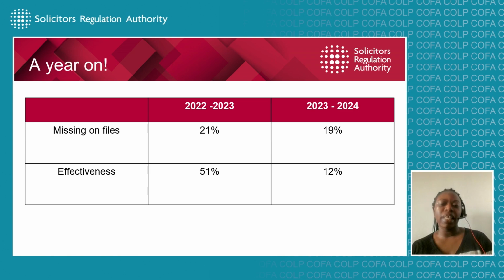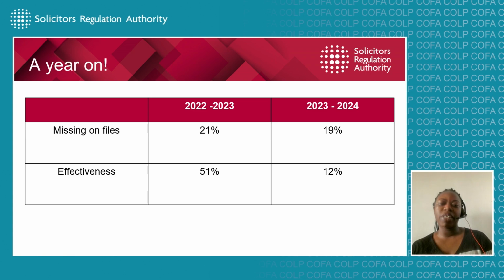So this means that 19% of the files reviewed between April 23 and 24 did not contain a client and matter risk assessment. And while this is not a big drop, it is a positive shift in the right direction. The second set of figures there speak to the effectiveness of the client and matter risk assessments we reviewed.